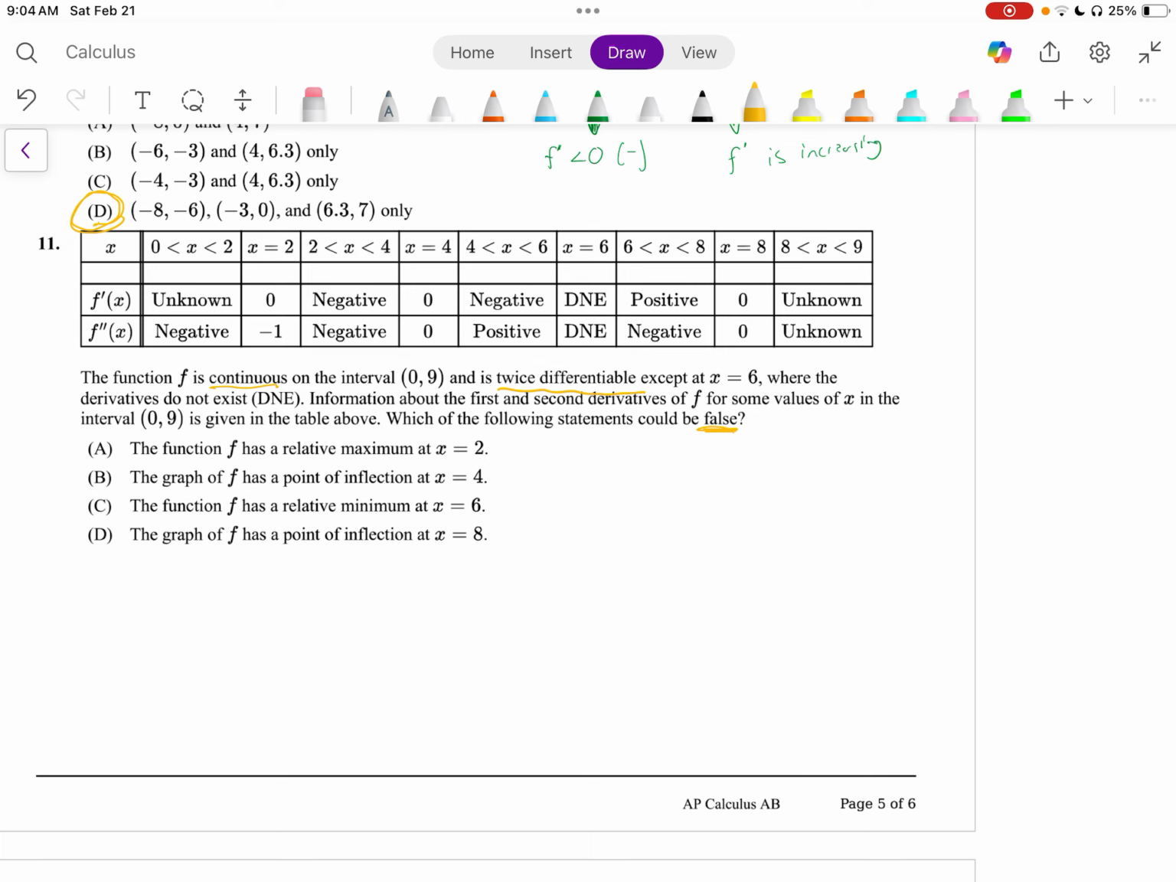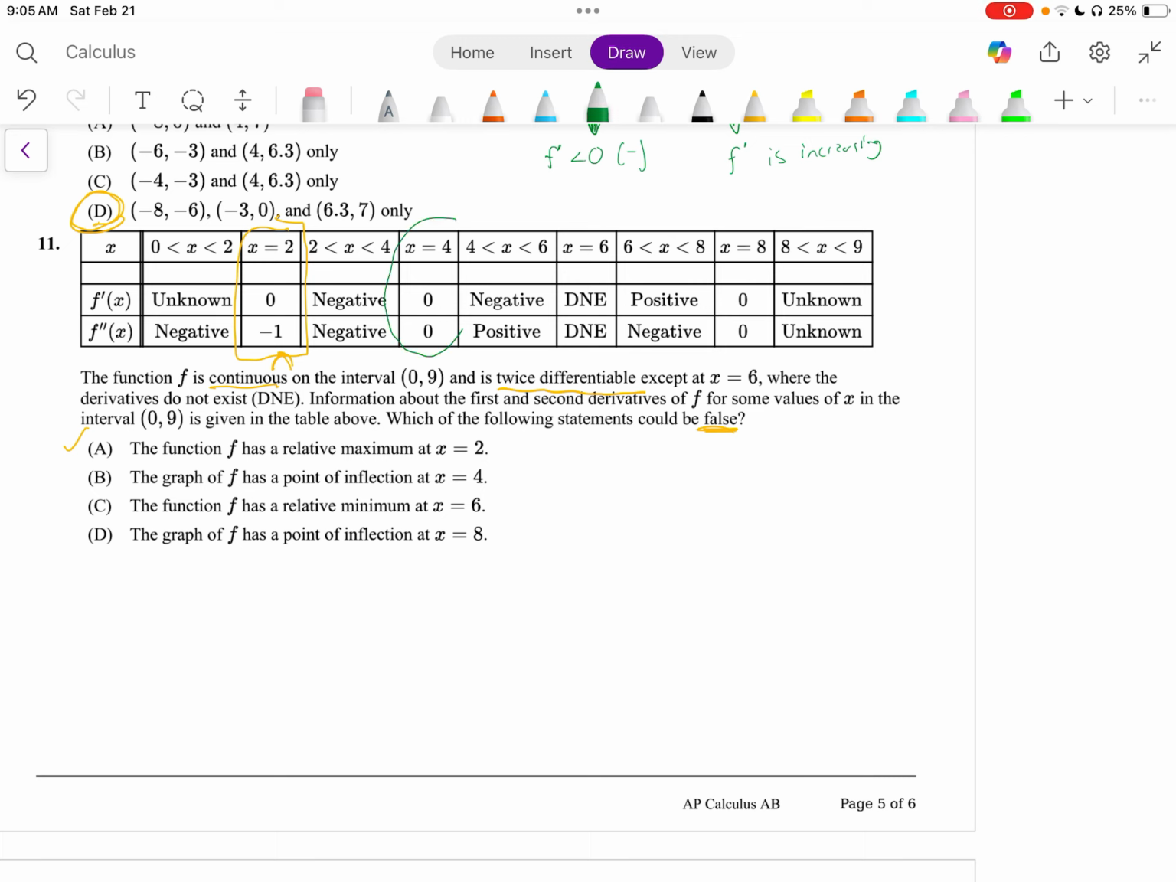The function f has a relative maximum at x equals 2, so we're going to look at x equals 2. At x equals 2, the derivative is 0, which means there's a critical number there. The second derivative is negative, which means it's concave down. So concave down means there would be a maximum at x equals 2. A is true.